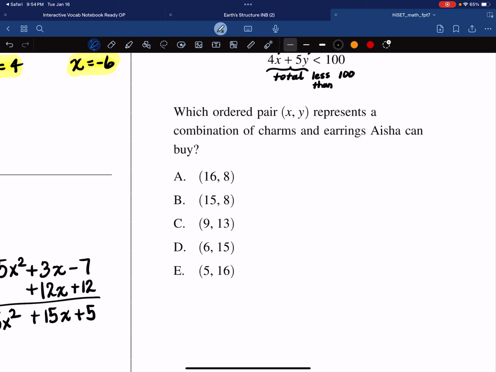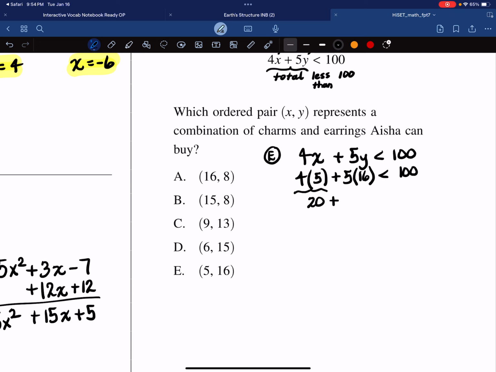But in my experience, starting at the last one is usually a good way to go. So I'm going to start with option E. The inequality is 4x plus 5y is less than 100. And I'm going to substitute 5 and 16, so that the x coordinate is 5 and the y coordinate is 16. And remember, it has to be less than 100. 4 5s are 20. And I didn't bring a calculator. 80.